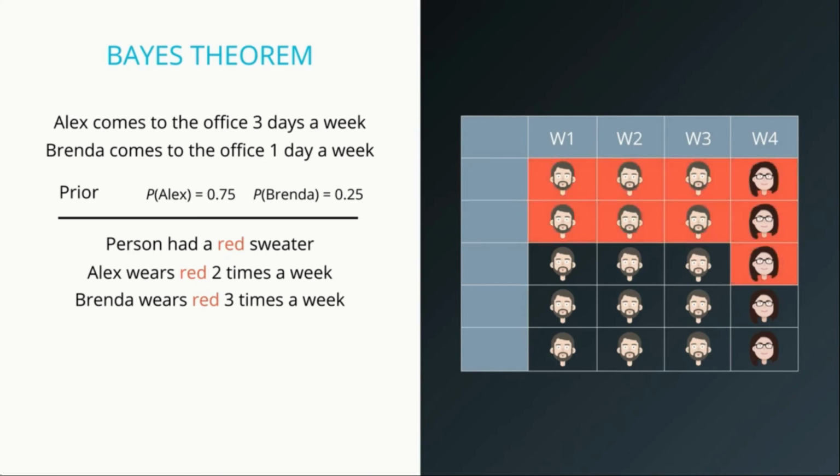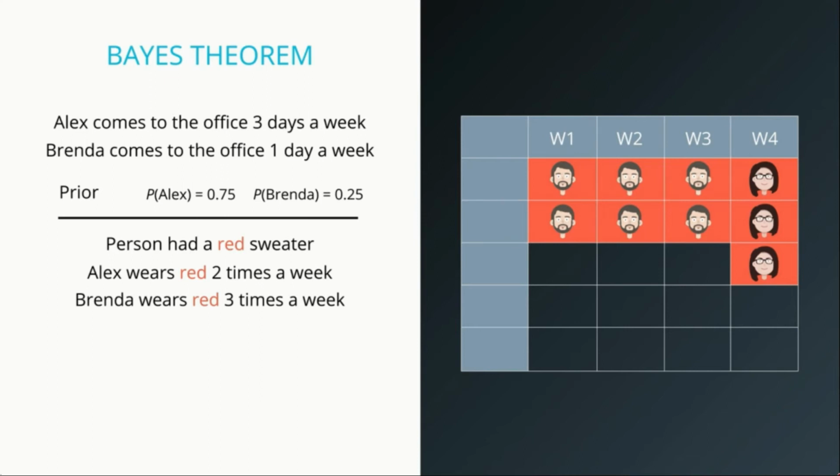Now, since we know the person wore red, we forget about the times that they didn't. So we have 9 times someone wore red. 6 of them are Alex, and 3 of them are Brenda. Therefore, among 9 times we saw someone wearing red, 2/3 of the times it was Alex, and 1/3 of the time it was Brenda.